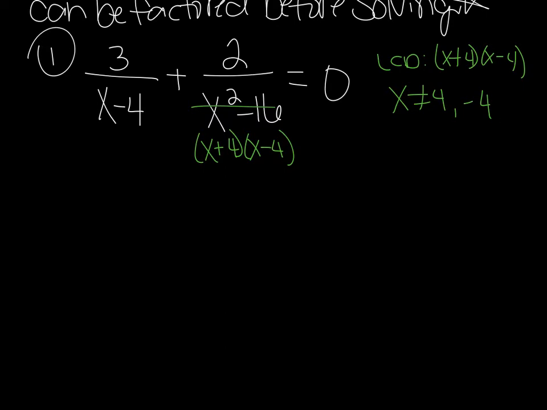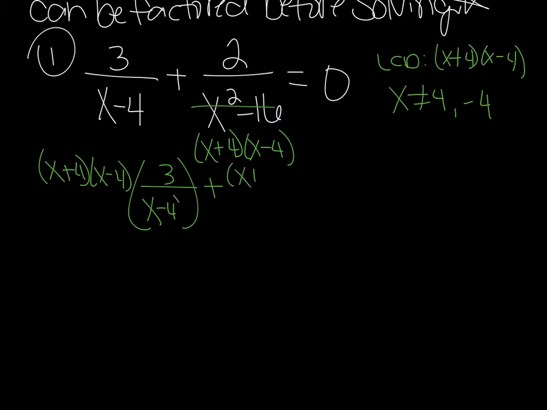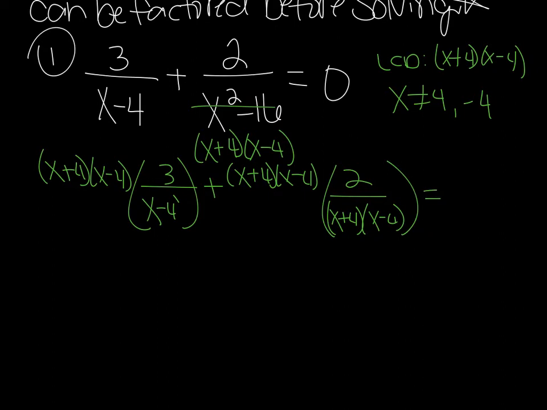Okay, now that we have factored everything, we have the least common denominator, we have our restrictions, we're going to multiply. So this is the step that I would not skip. I would write all of this out. x plus 4, x minus 4, times 3 over x minus 4, plus x plus 4, x minus 4 times 2 over x plus 4, x minus 4. And then 0 times x plus 4, x minus 4. But what happens whenever you take 0 times anything? You get 0. So we don't really need to write that out.